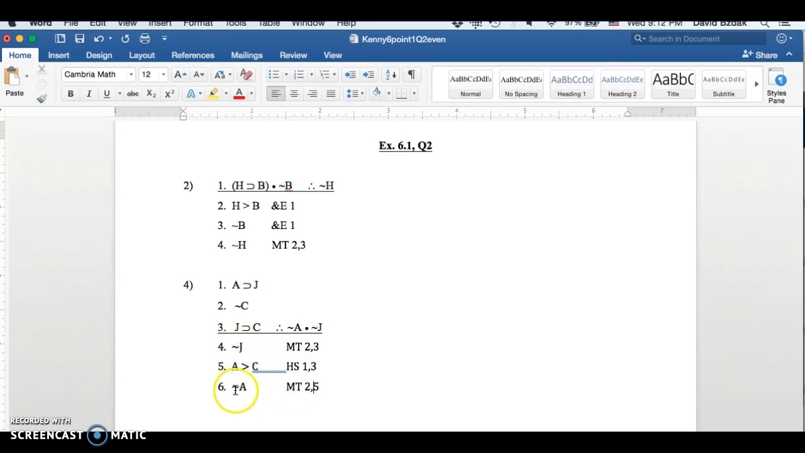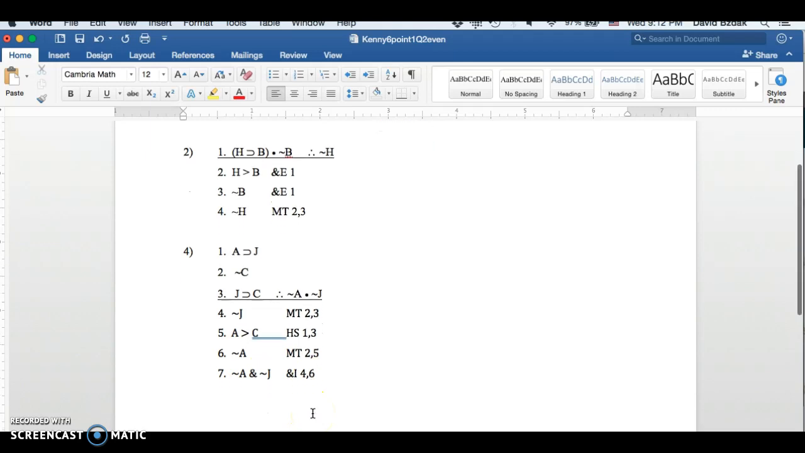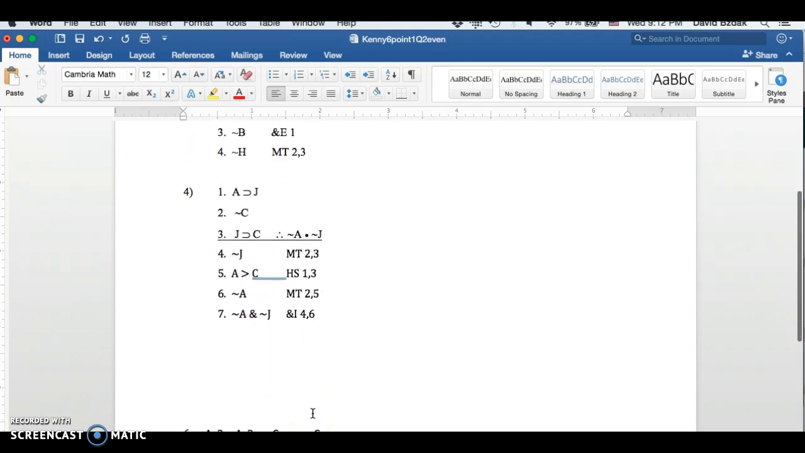Okay, so now we have our not J by itself and not A by itself, but we need to have them in a conjunction for our conclusion. So we have one more step to do, and that's to conjoin those two sentences. And that is, of course, conjunction introduction of 4 and 6. So we're introducing the conjunction. We got one of the conjuncts from line 4 and the other one from line 6. So conjunction introduction 4, 6. Okay, so that's number 4.